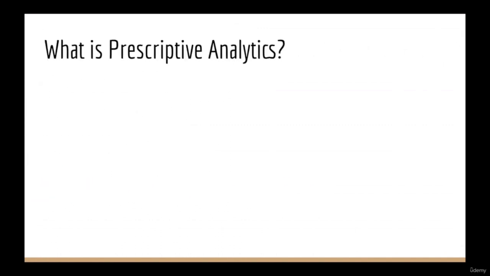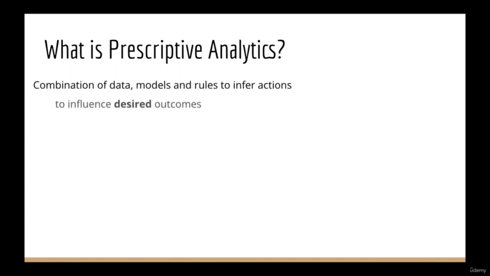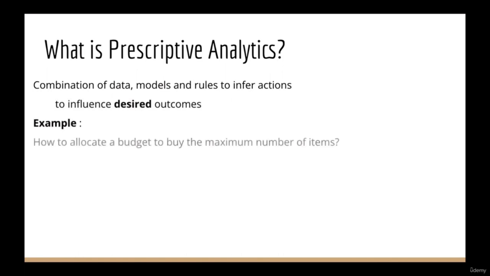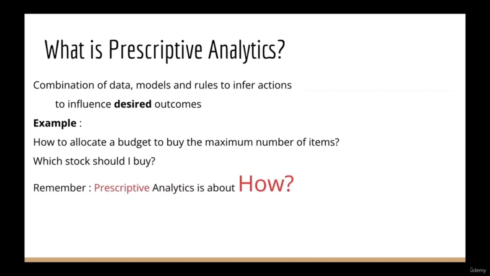The third type we have is prescriptive analytics. Prescriptive analytics is a combination of data, mathematical models, and various business rules to infer actions to influence future desired outcomes. Some examples would be: how do I allocate my budget to buy the maximum number of items? Or which stock should I buy? Remember, prescriptive analytics is about how. Let's just go over all of this. First, we have descriptive analytics, that's about what. Diagnostic analytics, that's about why. And prescriptive analytics, that's about how.